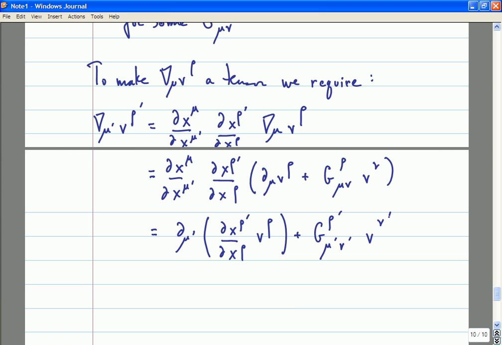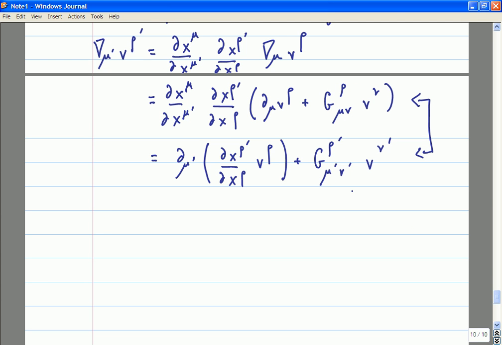So these two need to be equal in order for the covariant derivative to transform as a tensor under coordinate transformations. Okay, you can probably see where this is going. So what we do is we demand that g rho prime mu prime nu prime v nu prime be equal to this term up here minus this term here. Now there's going to be a cancellation where this acts on that vector there. That'll just cancel this term here. And what we'll be left with is the statement that G has to be equal to a tensor.